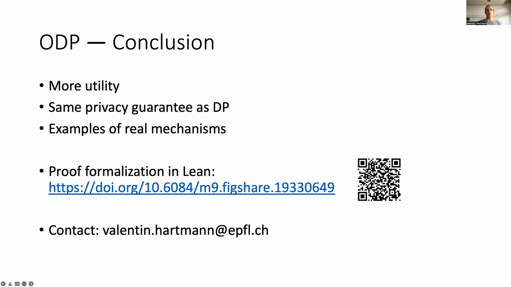This concludes my talk. I've introduced output differential privacy, a tool for increasing the utility of privacy-preserving mechanisms without weakening the differential privacy guarantee. In this talk, I've given 3 examples of mechanisms to which our analysis tool can be applied. In our paper, you'll find one more such example. We have formally verified the correctness of our composition theorem in the proof assistant Lean.